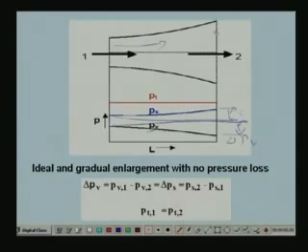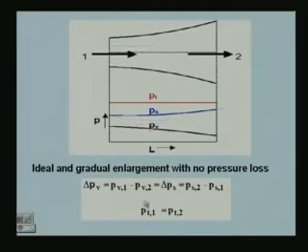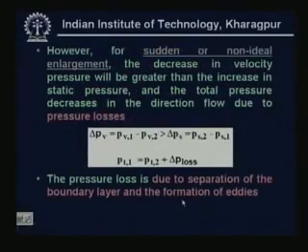Since this is an ideal enlargement, the reduction in velocity pressure is exactly equal to the increase in static pressure. As a result, the total pressure remains constant throughout. That means this is an ideal case where there are no pressure losses. However, for sudden or non-ideal enlargement, the decrease in velocity pressure will be greater than the increase in static pressure, and the total pressure decreases in the direction of flow due to pressure losses.